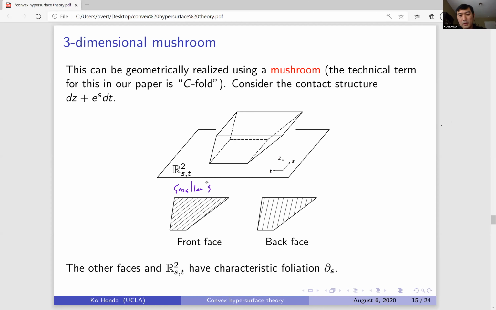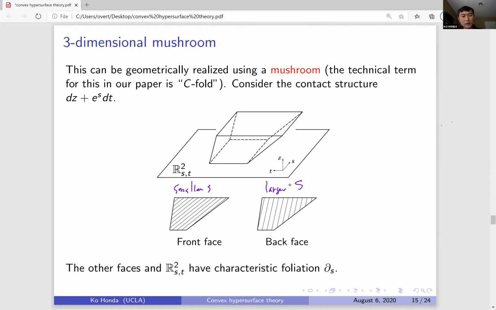And this is larger S. Okay. And when you go from smaller S to larger S, you do this. So in the front, it's sloped a certain way, and in the back, it's sloped a little bit more. And so the front face and the back face have these slanted characteristic foliations.